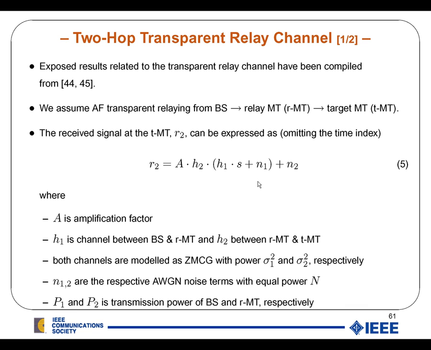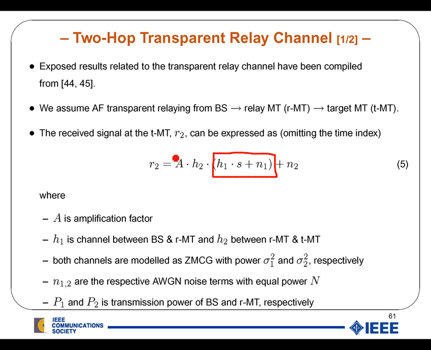Let me highlight that. That is this expression here, which is being picked up by my relay terminal, where S is the transmitted signal, H1 is the narrowband fading channel from the base station to the relay mobile terminal, and N1 is the additive white Gaussian noise which is being picked up by the relay terminal.